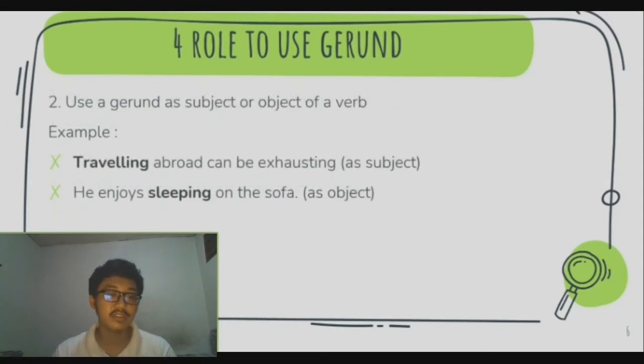Next, we can use the gerund as a subject or object of a verb. For example, traveling abroad can be exhausting as a subject. Here the gerund is traveling and it is used as a subject. And next, he enjoys sleeping on the sofa. And here, sleeping is the gerund and it is used as the object.